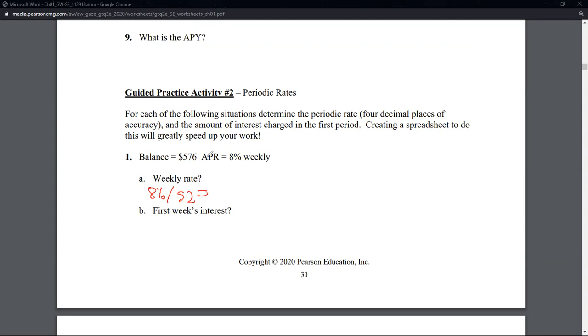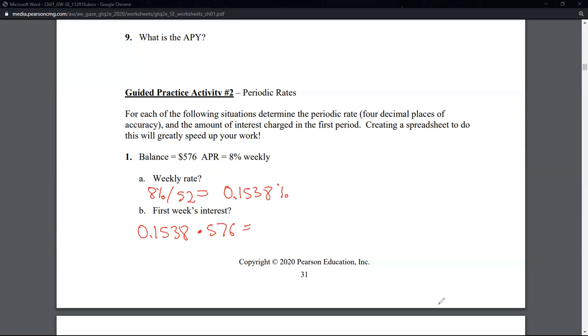And if you do 8% divided by 52, I can't pull up a calculator, but I trust that you can do that. You'll get 0.1538%. So that's our weekly rate. You're paying 8% over a year if you paid it all at once, but we're actually going to pay every week, so we pay 0.1538% every week. Then our first week's interest, this is the product of the rate and the balance. So we take the 0.1538 and we will multiply it by the balance of $576.